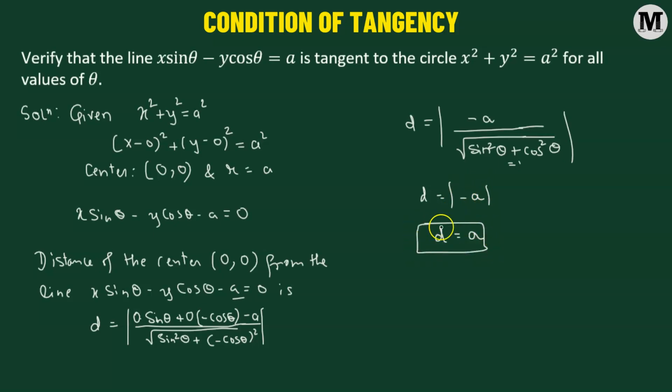Now we have already mentioned that the radius of the circle is also a. Now we are finding the condition that the distance of the center from the straight line is also a. This only means that the straight line must be a tangent to the circle x squared plus y squared equals a squared.